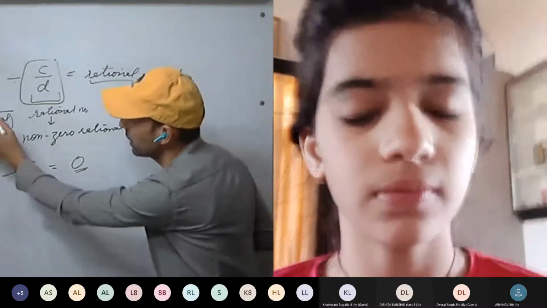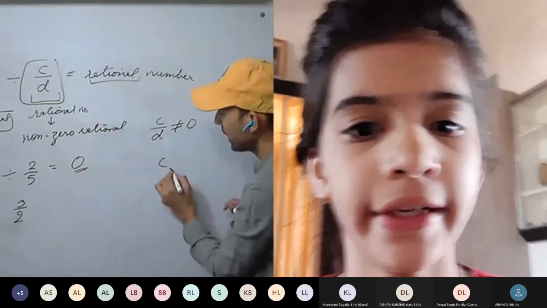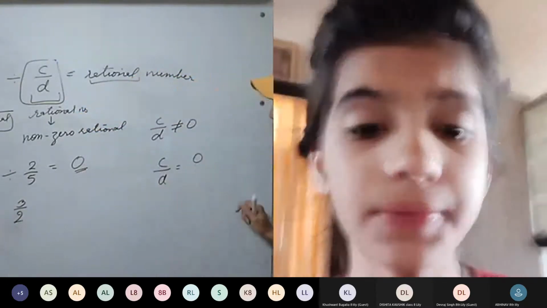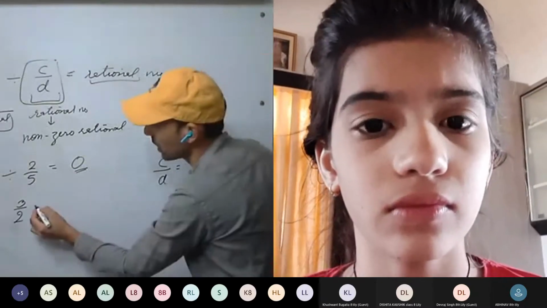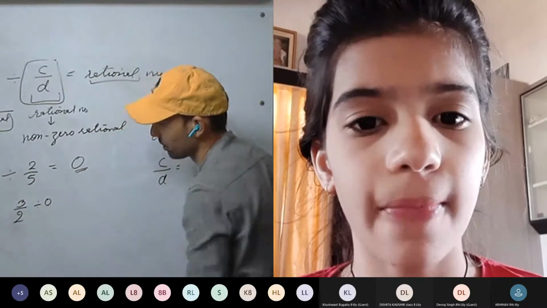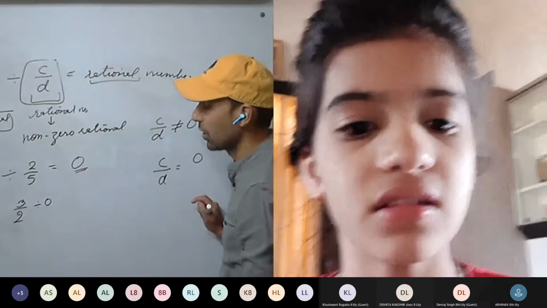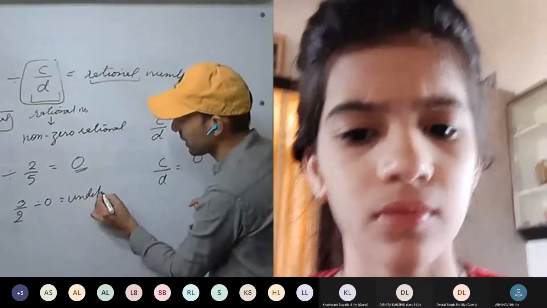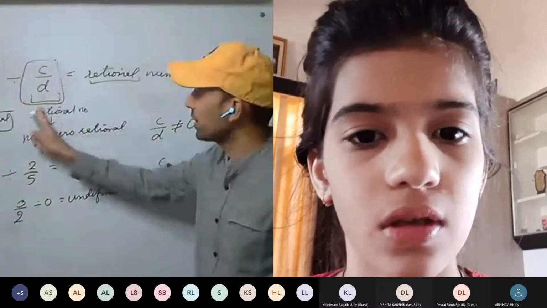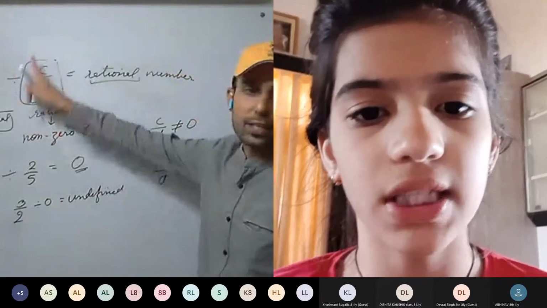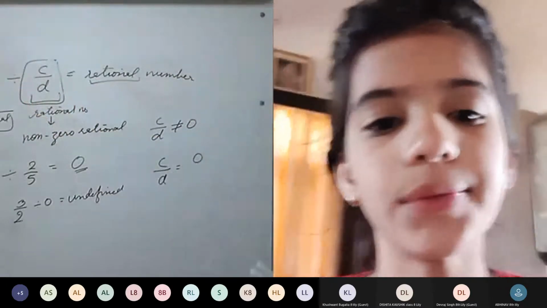Now for example, a by b we take 3 by 2. c by d we are taking 0. This time the condition is not satisfied. 3 by 2 divided by 0. Can we divide? No, sir. We cannot. It is undefined. So what is the condition in division? The divisor must be a non-zero rational number. Okay. This is clear.